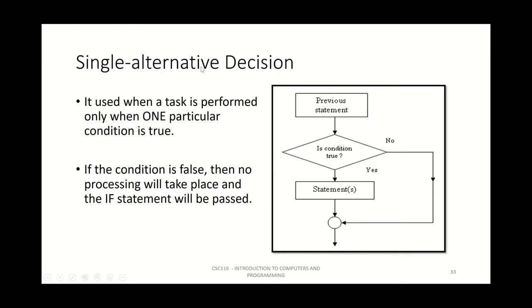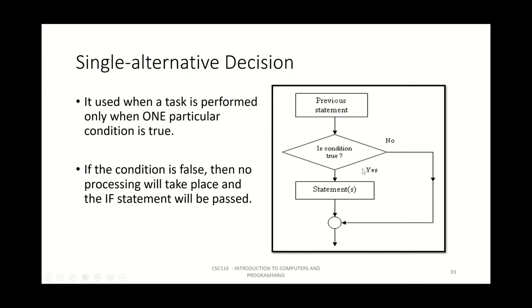So we start with a single alternative. This decision is used when a task is performed only when one particular condition is true. But if the condition is false, there is no processing that will take place, and the if statement will be passed. So this is an example of a flowchart for a single alternative decision.